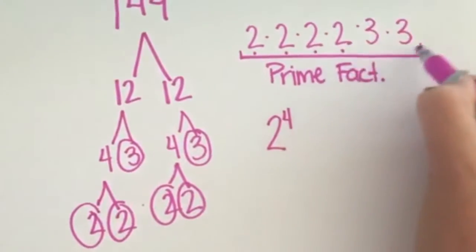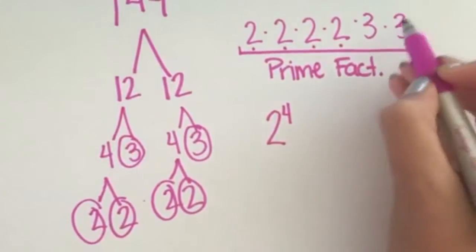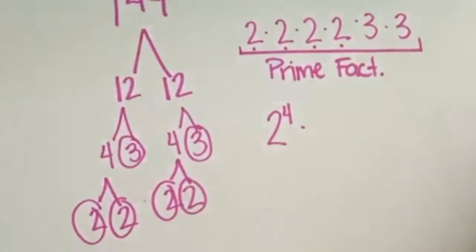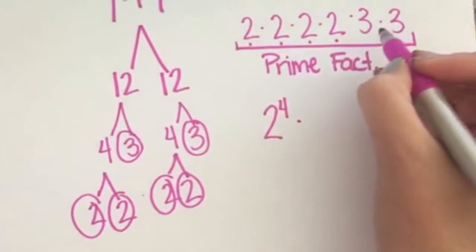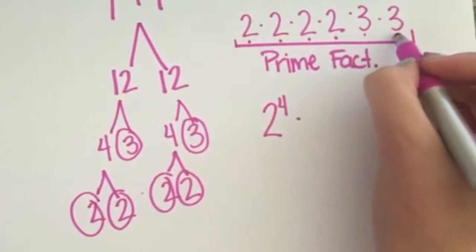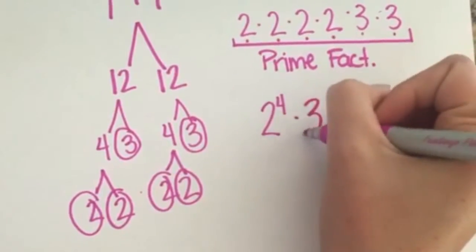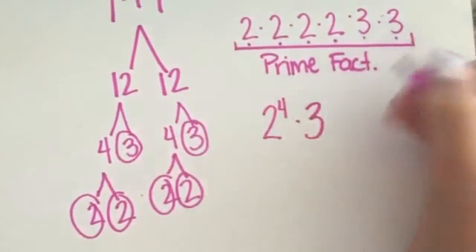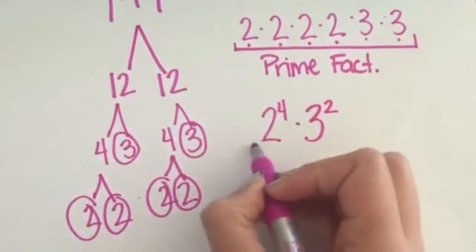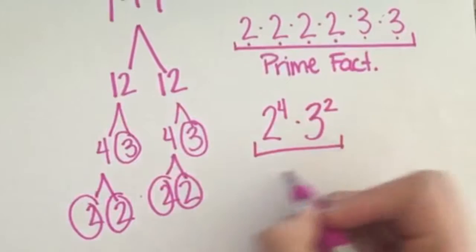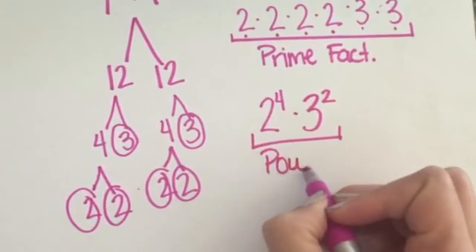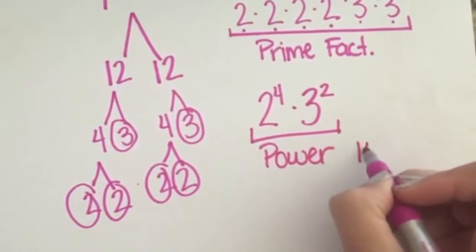There is another number in your prime factorization, and those are 3's. You are multiplying 3's 1, 2 times. Since you are multiplying 3, the 3 is your base, and 2 is your exponent. And that is the power for 144.